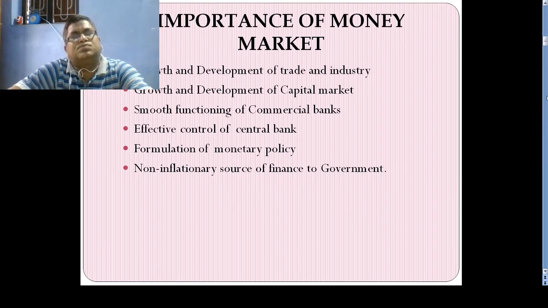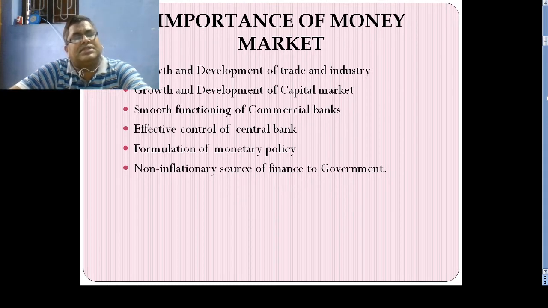Next one is the smooth functioning of commercial banks. The money market deals with and covers commercial banks and financial institutions. Through the money market, the CRR, cash reserve ratio, and the statutory liquidity ratio are managed using the money market mechanism, so there is effective control and smooth functioning of the commercial bank. Commercial banks can temporarily deploy their surplus funds through realizable assets in this market.